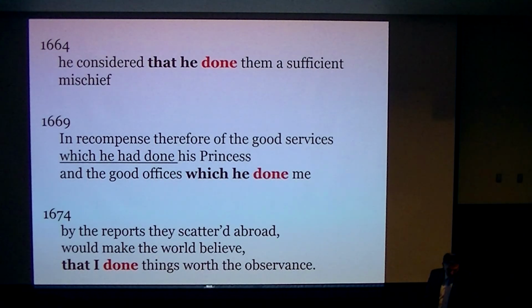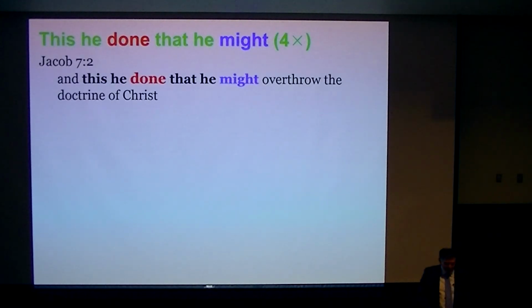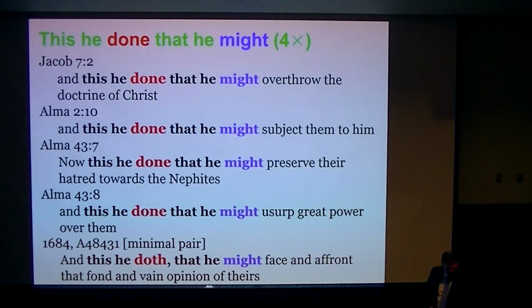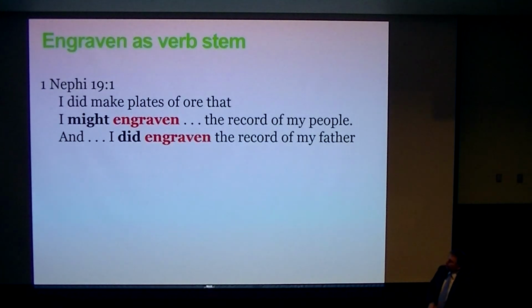"By the reports they scattered abroad would make the world believe that I'd done things worth the observance." So that usage goes way back. We have this "he done that he might" 4 times in the earliest text. And I found a minimal pair in 1684. I didn't find this exact one, but look how it differs only in one sound and one bit of meaning here. That's what a minimal pair is.